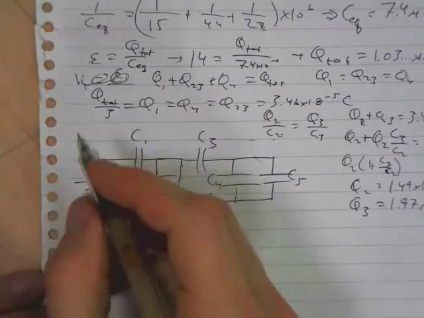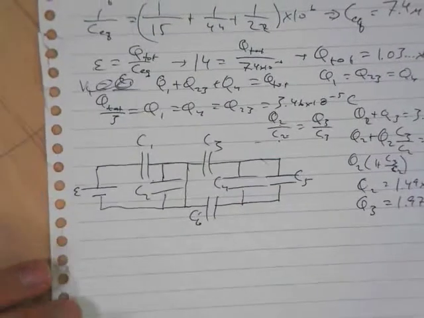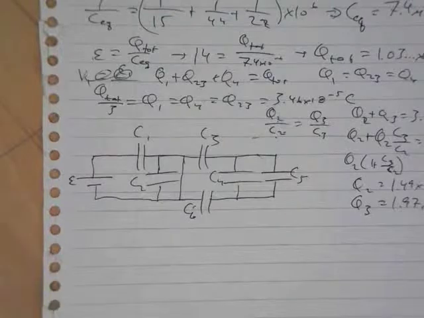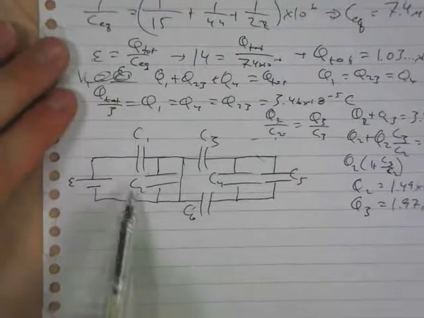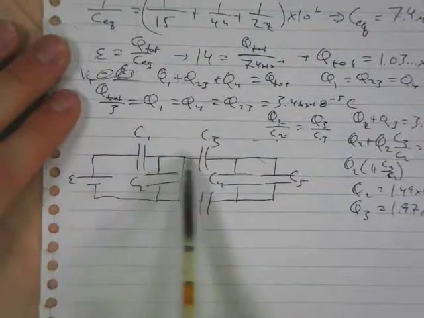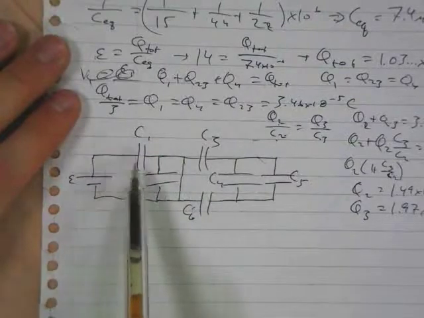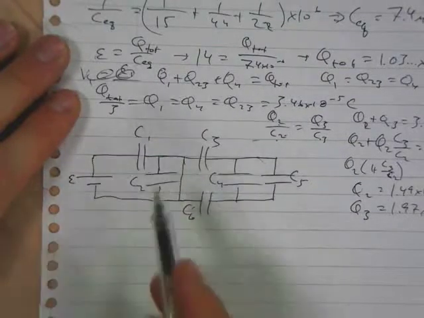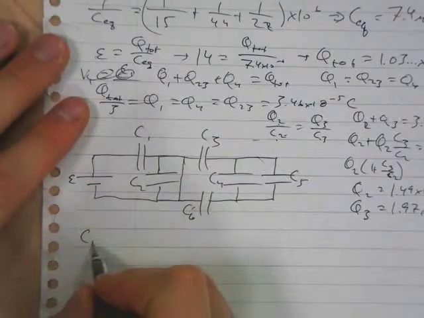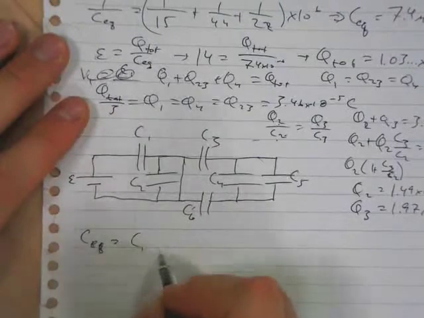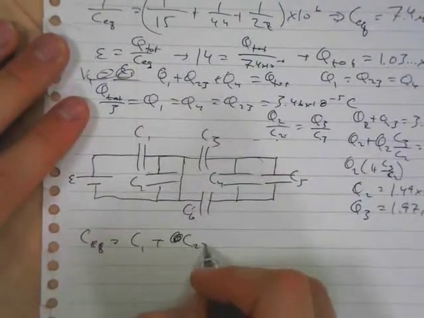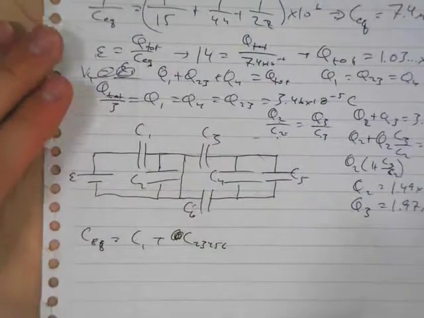We can also do more complicated networks. This is more complicated, so I'm not actually going to calculate the numbers for it, but we can figure out how we're going to break this down. Well, first off, we can see that C1 is in series with the rest of the circuit. Everything has to go through C1 before it starts branching off. All right. So we can go C1. We know our equivalent capacitance is going to be C1 plus C2, 3, 4, 5, 6.